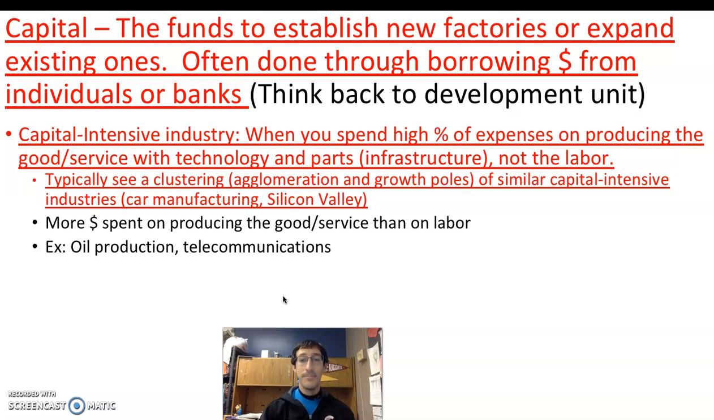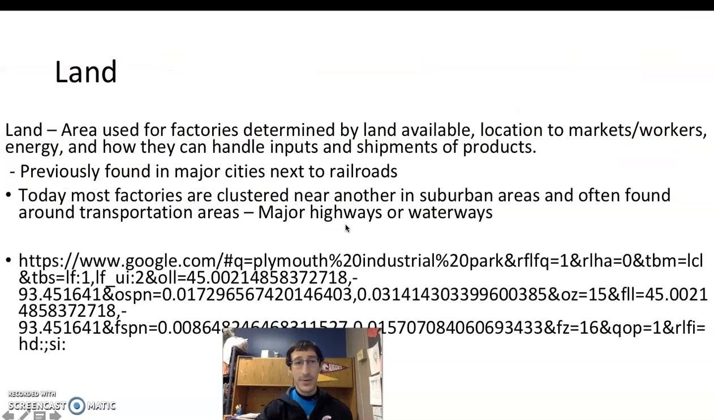We also typically see this clustering with agglomeration and growth poles of similar capital-intensive industries such as car manufacturing, and Silicon Valley, with all the tech companies like Google, Facebook, Microsoft, although I don't know if Microsoft is based in Silicon Valley, but Facebook, Google, Apple are. So you're spending more on goods and services than you are on the labor. So there's your example.